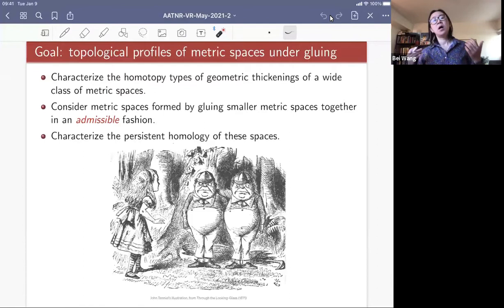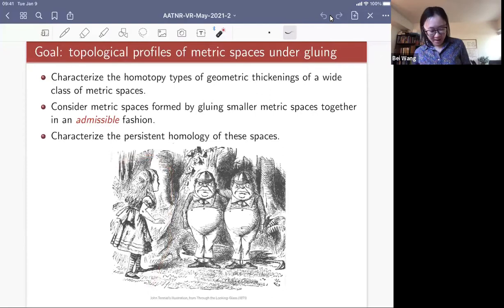I really like this picture. I was trying to find a fun picture to think about metric gluing, and I thought about those conjoined twins, where you put them together, right? That's a nice mental picture to have. And my co-author and I liked the little girl looking at the spaces.